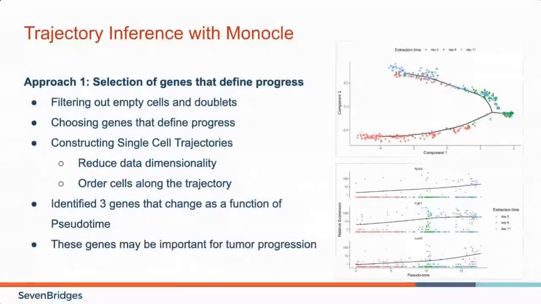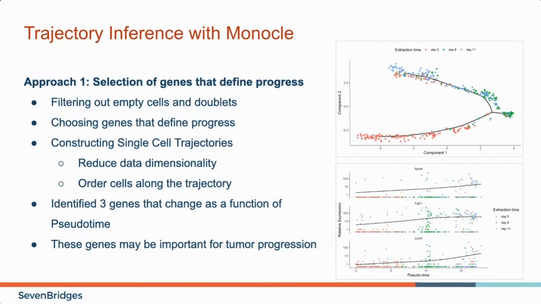After processing raw sequencing reads and producing gene-to-cell counts, we performed trajectory inference analysis using two different approaches. So both of these approaches are using Monocle R package, but the first approach incorporates timescale information where we identify differentially expressed genes between cells from different stages of tumor development. So before composing the trajectory, we filter out empty cells and doublets.